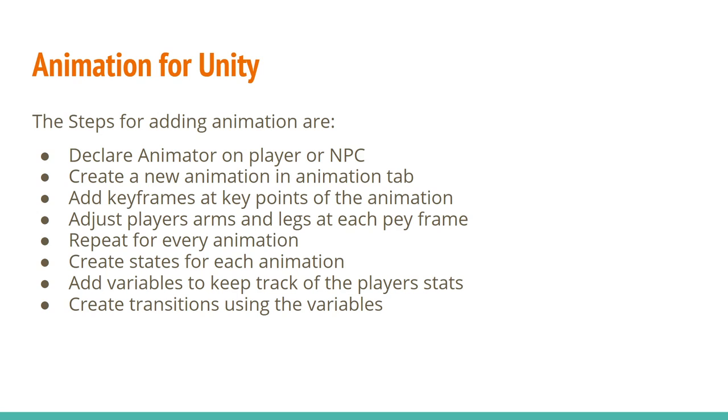You will repeat this for each animation you need for the character or the enemy. And then you would also create the states for the animator, like is running, and then it can check what speed the player's running at, or how much health the player has, if the player's jumping or not. And then those variables will be able to create transitions for changing in between animations.